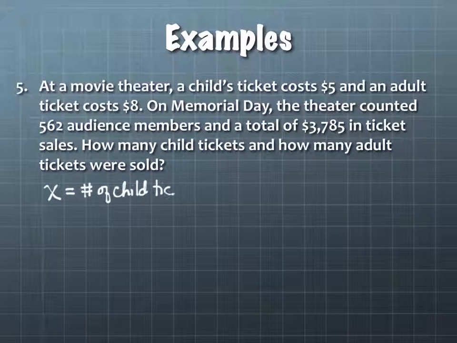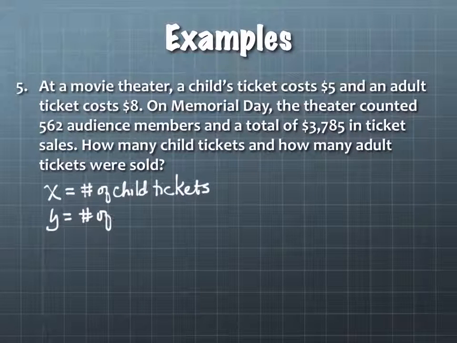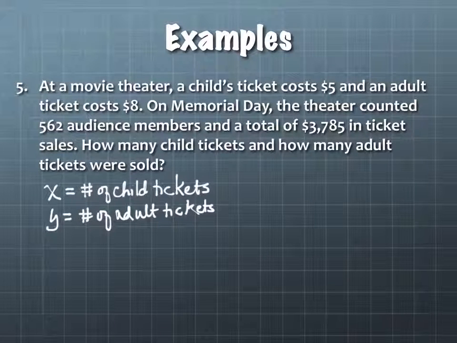The reason I emphasize that is because in our other problem, the variables are actually going to represent the price. Okay, so there's a difference. We know the price on this problem. It's $5. We don't know the number that were sold. And then we'll let our y be the number of adult tickets. So, be clear in what you're defining your variables to be. Make sure that they really are what you say they are.